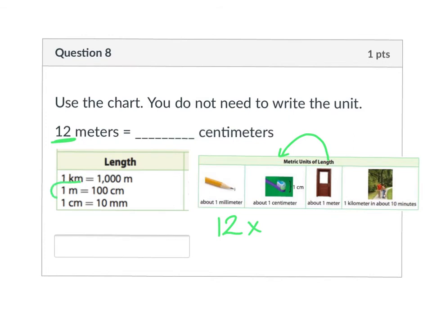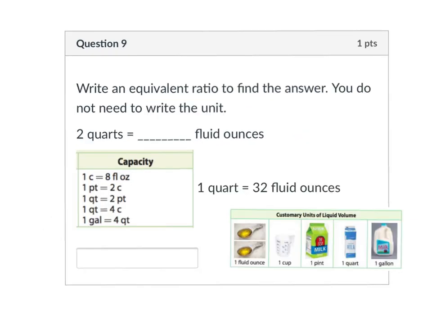And I have to look at my chart to figure out, oh, okay. So 1 meter equals 100 centimeters. So for each meter, I'm going to have 100 centimeters. So when I multiply, I end up with 1,200 centimeters.